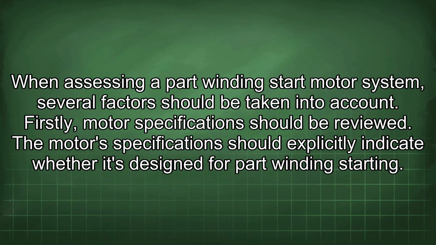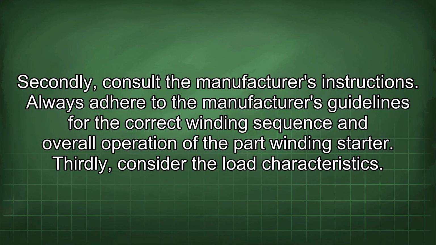When assessing a part winding start motor system, several factors should be taken into account. Firstly, motor specifications should be reviewed. The motor specification should explicitly indicate whether it's designed for part winding starting. Secondly, consult the manufacturer's instructions. Always adhere to the manufacturer's guidelines for the correct winding sequence and overall operation of the part winding starter.